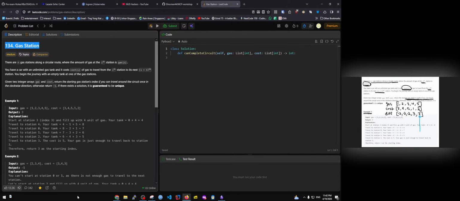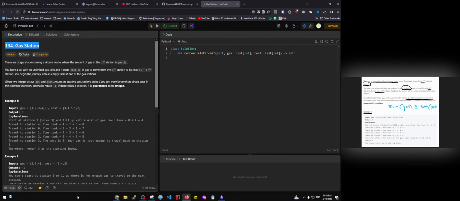Would this starting position work? It would not, because if we start here, we have 3 gas in our tank, right? But then we see that there's this portion, right? We're going to be going in a circle. We're going to come back over here. This stretch of -6 in total, we have 3 gas. We're not going to be able to complete this -6 stretch, right? So we have to start from here to get all of this gas before we try to tackle this negative portion. By the way, one important thing to notice is the sum of the gas has to be greater than or equal to the sum of the cost array.